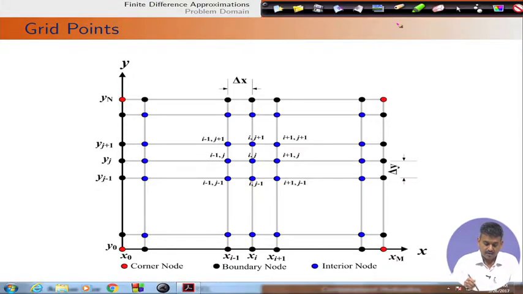In this case, we have black dots as boundary nodes, red dots as corner nodes, and blue dots as interior nodes. We have seen in our ordinary differential equation discretization that we need to specify the boundary conditions at boundary nodes and the governing equation for interior nodes.